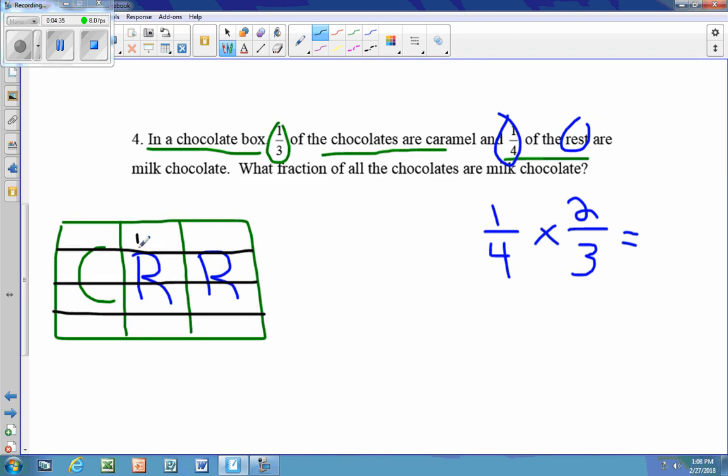And of the rest, this is milk chocolate because that's part of the fourth. And this is milk chocolate because that's part of the fourth. And I end up with 2/12. So I have to pay attention if they're talking about the caramel or the rest. And in this case, it was of the rest.